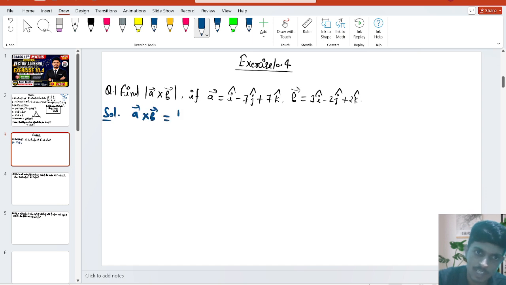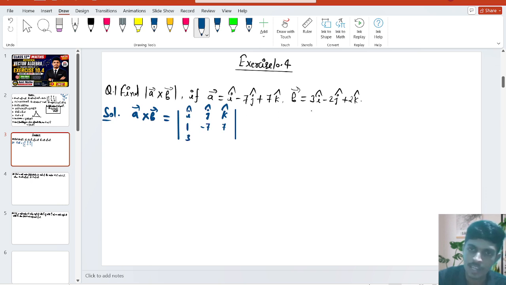So we write it in determinant format. Here i cap, j cap and k cap. We need to write the components of vector A first, because vector A is first in A cross B. So we write the components of i cap, j cap here: this is 1, the coefficient of j cap is minus 7, the coefficient of k cap is plus 7. And we write the components of vector B, with i cap coefficient equal to 3.